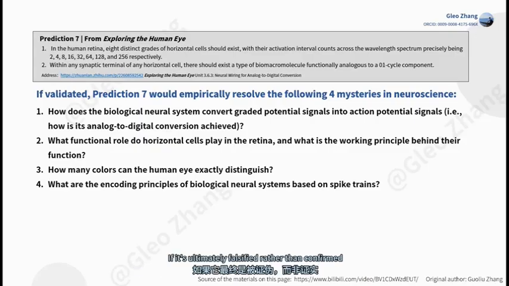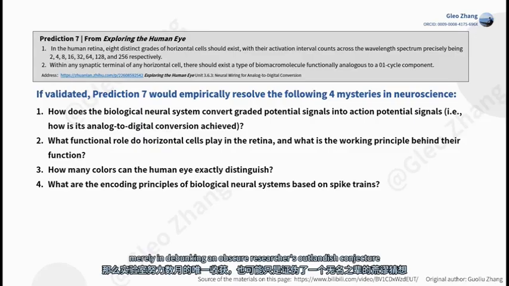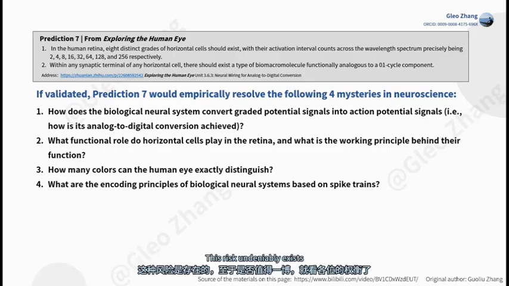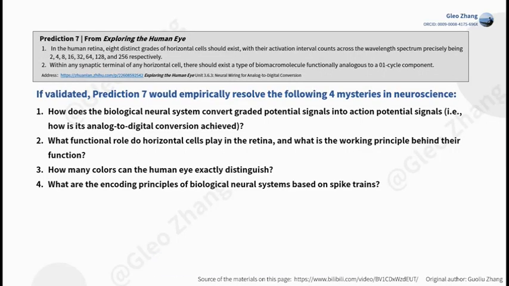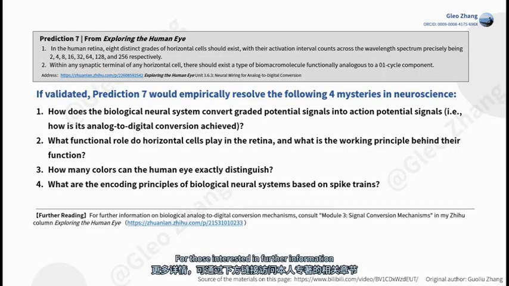If it's ultimately falsified rather than confirmed, the lab's effort may culminate merely in debunking an obscure researcher's outlandish conjecture. This risk undeniably exists. Whether it's worth taking depends entirely on your judgment. This concludes our exploration of biological analog to digital conversion mechanisms. For those interested in further information, the relevant monograph chapters are available at the link below.